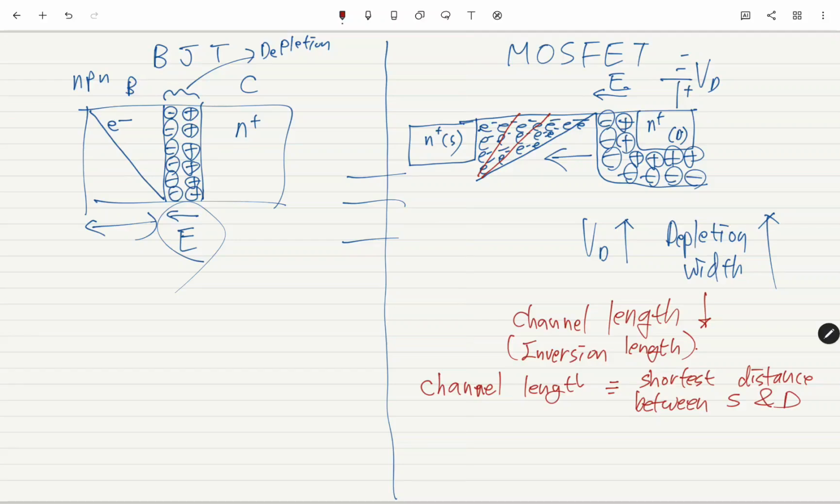But then, after applying VDS, which is greater than 0, the channel becomes shorter than its original length. Okay, that's why we say the point where the channel becomes shorter than its original length is called pinch off. What does pinch mean? Compressed. Off means it's like chopped. So pinch off is the point where the channel becomes shorter due to non-zero VDS. Okay?